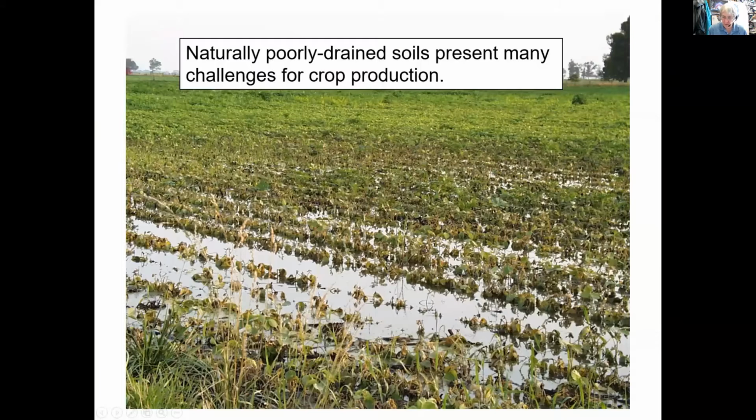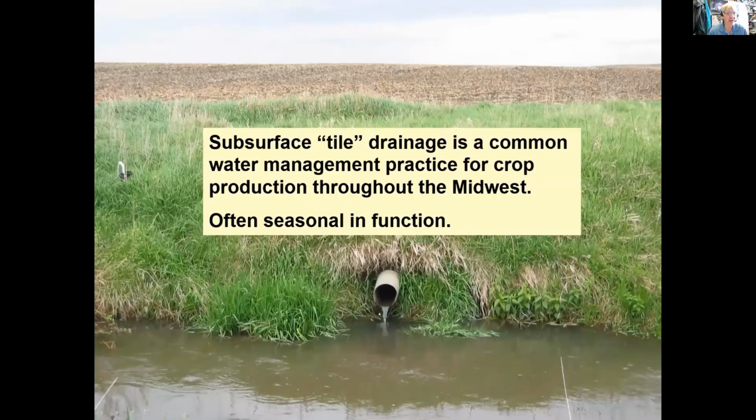So obviously, you all know that naturally poorly drained soils can be pretty challenging for us to manage for crop production. And so one of the very common practices that we use throughout the Midwest is subsurface tile drainage. And I like to just kind of remind people that tiles are also seasonal in function. They're not generally running all year. And so we have to keep that in mind when we're looking at the impacts of tile drains on nitrate and how we might manage that better.